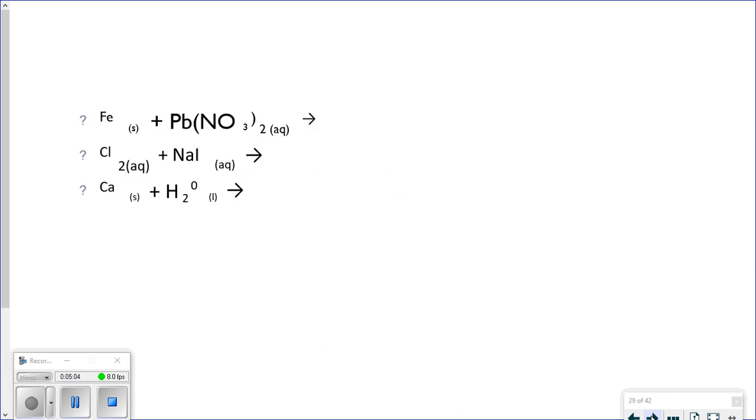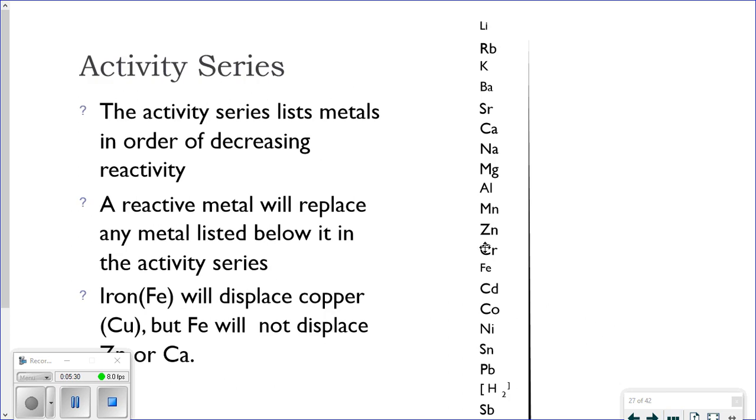So let's look through some of these examples. And I'm going to flip back to the reactivity series if needed. So we have iron and lead 2 nitrate. So what's trying to switch places is the iron and the lead. So we first need to make sure that iron is above lead on that list. So we'll go back to our reactivity series. So here's iron. Lead is below iron, so those can switch places.